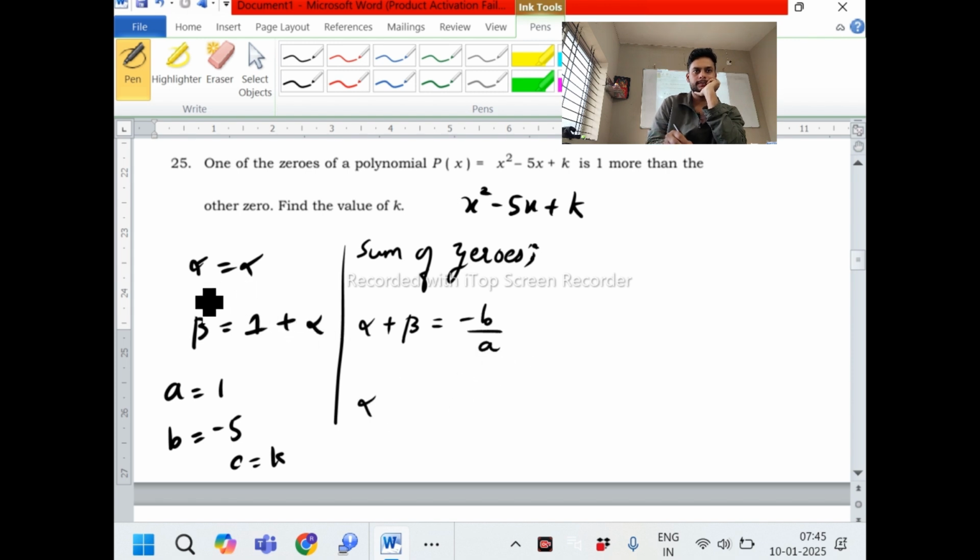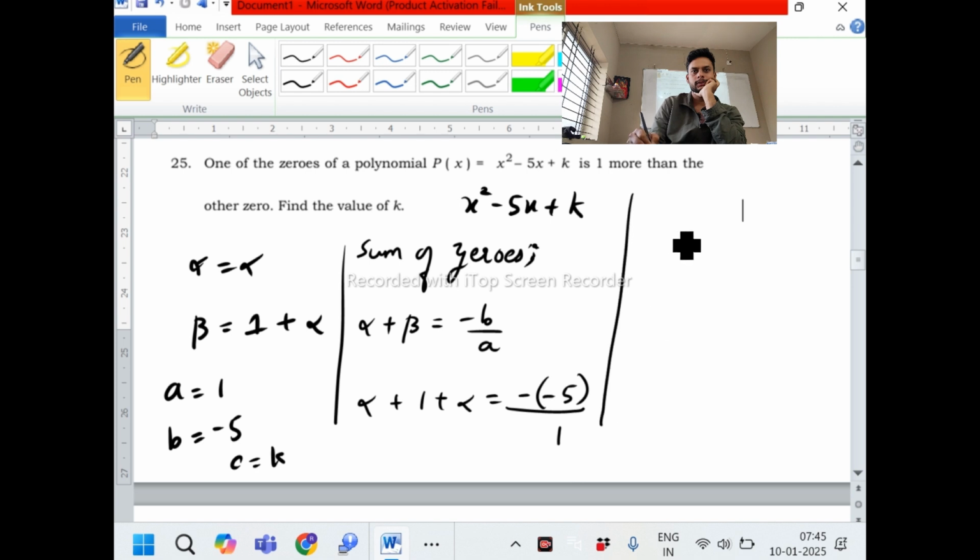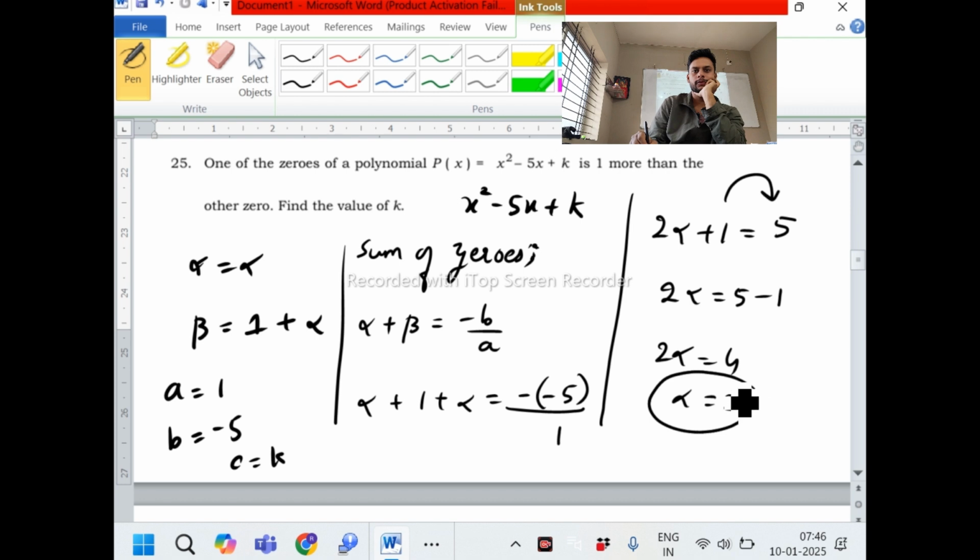Alpha is how much? Alpha only. Alpha is alpha. How much is beta? 1 plus alpha. Alpha plus beta, that is alpha plus 1 plus alpha, is equal to minus b by a. b is how much? Minus 5. a is how much? a is 1. So alpha plus alpha, 2 alpha plus 1 is equal to minus into minus 5, plus 5. 2 alpha is equal to 5 minus 1. This 1 will go here. 2 alpha is equal to 4. Alpha is equal to 4 by 2, 2. Any doubts?